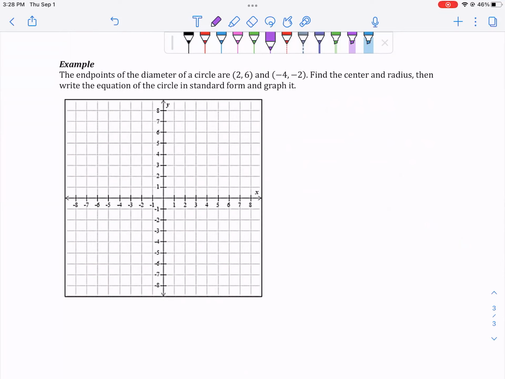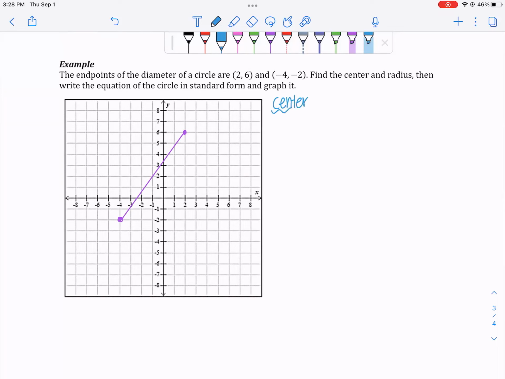But let's plot. (2, 6), we have a point on the circle here. (-4, -2), we have another end of the diameter here. And this is the diameter of the circle. We need to find the center, we need to find the radius.